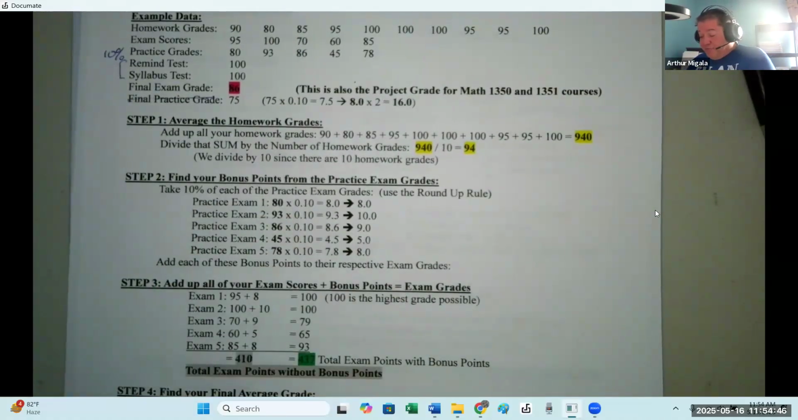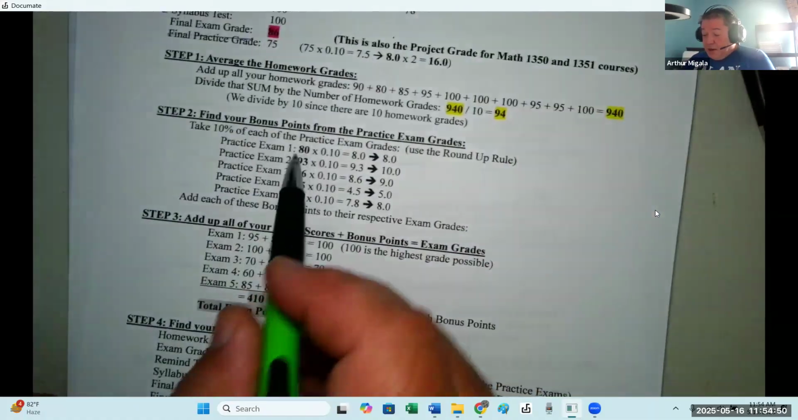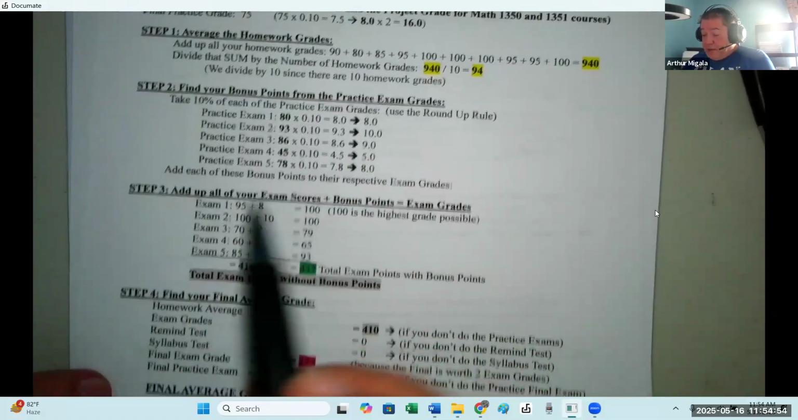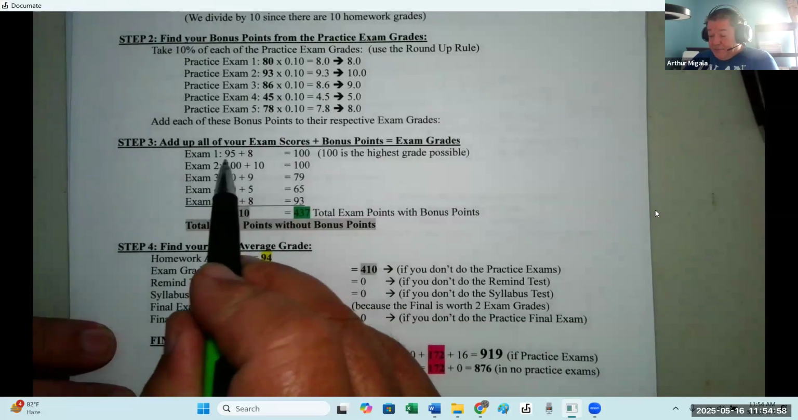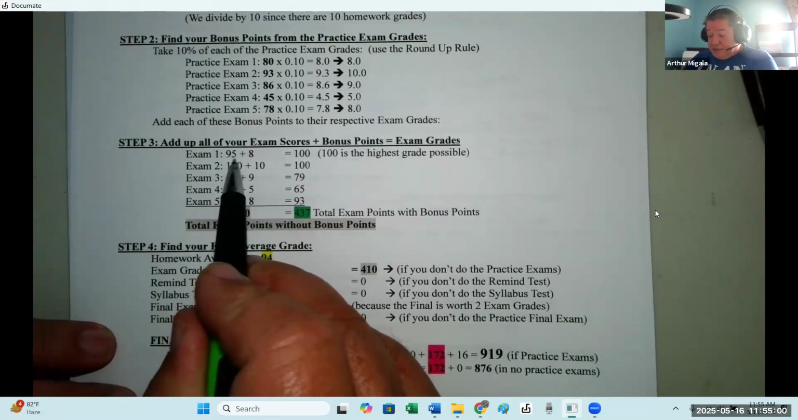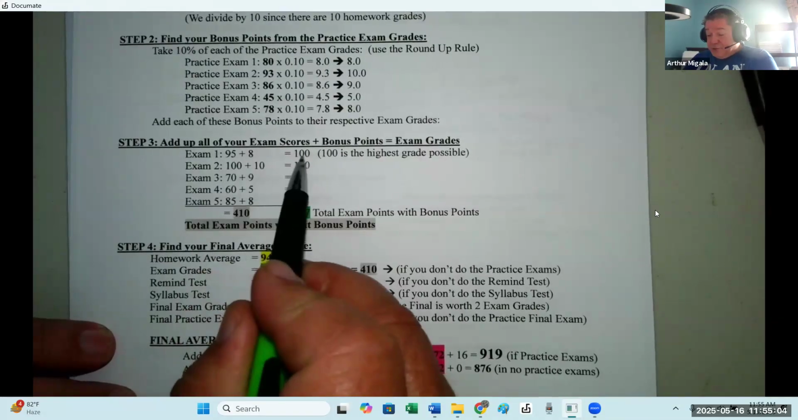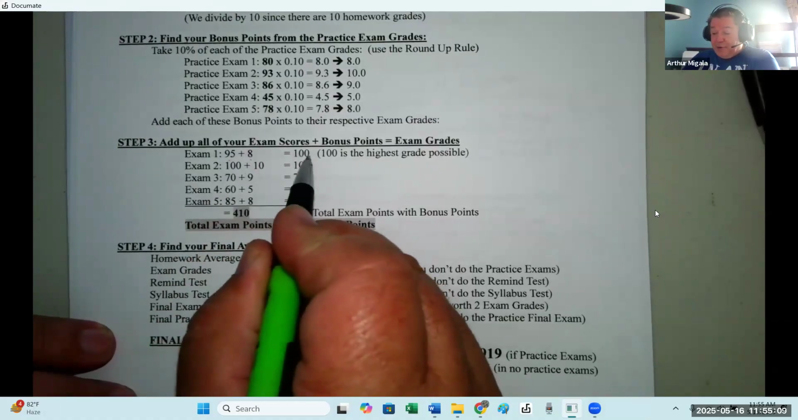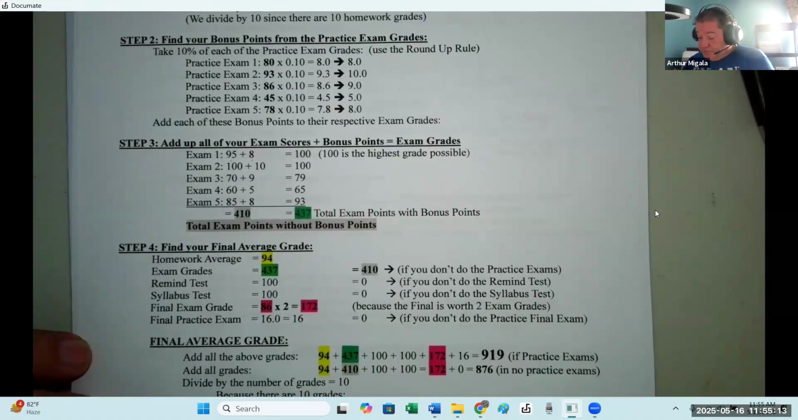And this will tell you how to find your grade. Take the average of your homework assignments, all the best grades of your tests, however many you have, plus the bonus points. And again, if you made a 95 on the first test and you made 80 on the practice test, that's 8 points. So now you have 95 plus 8 is 103, but I can only give you 100 points. Right. So that's how that works.